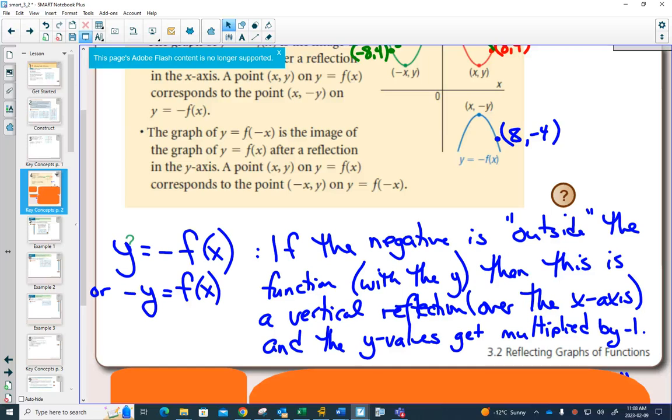So if the negative is outside the function, in other words, it could be considered with the y, then this is a vertical reflection. And vertical reflections are always over the x-axis. If you take a point and flip it over the x-axis, only the y-coordinate will change. And algebraically, what you'd have to do is take that y-coordinate and multiply by a negative 1.